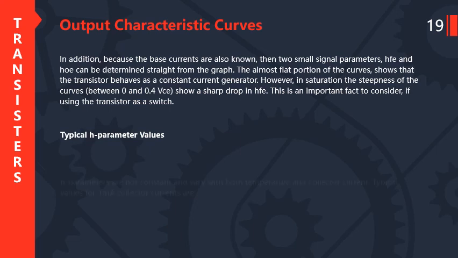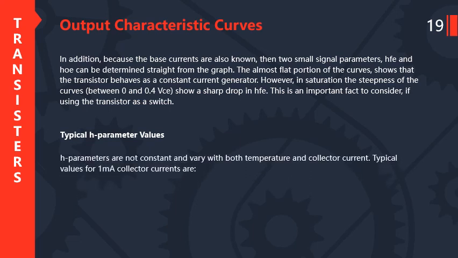Typical H parameter values. The H parameters are not constant and vary with both temperature and the collector current. Typical values for 1 milliampere collector current are as follows. तो ये H पैरामीटर की वैल्यू है अगर हमारा कलेक्टर करंट 1 मिली एम्पियर है. चूंकि H पैरामीटर कांस्टेंट नहीं होता है, वेरी होता है टेम्परेचर और कलेक्टर करंट के रिस्पेक्ट में. So for the 1 milliampere collector current, the HIE is equal to 1000 ohm, HRE is equal to 3 into 10 to the power minus 4, HOE is equal to 3 into 10 raised to the power minus 6, and HFE is equal to 250.